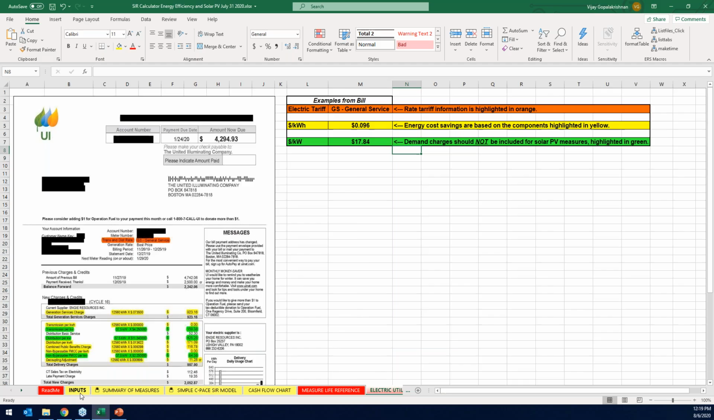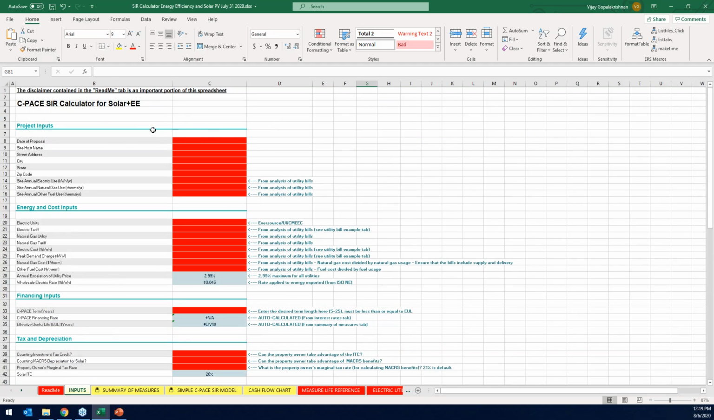So with that, I'm going to dive into the inputs. This is the inputs tab. This is where the majority of the data entry is going to be. We can start with the date of the proposal. I'm going to say today is the date of the proposal. Site host name for now, I'm just going to put X. Street address, whatever the address of the town is. The city, the state is default Connecticut. And for now, I'm just going to put a zip code of Rocky Hill.